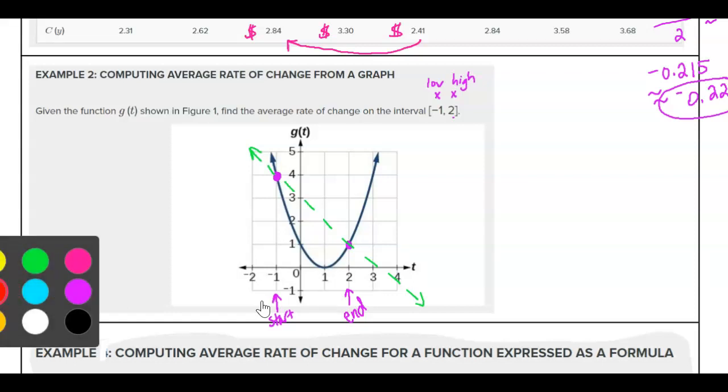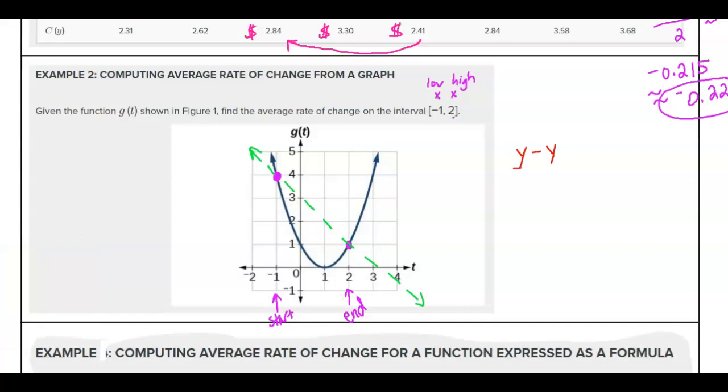So we're going to do y2 minus y1 over x2 minus x1, all right? So this y value, when we start, is at, we can write the ordered pairs too if that would help you. So we have -1, 4, so that's x1, y1. And then we have 2, 1. And that's my x2, y2. All right? And as long as you subtract in the same order, it doesn't matter which point you start with.